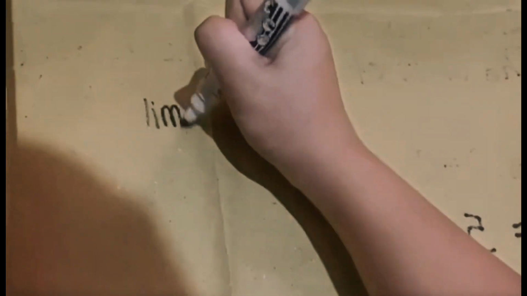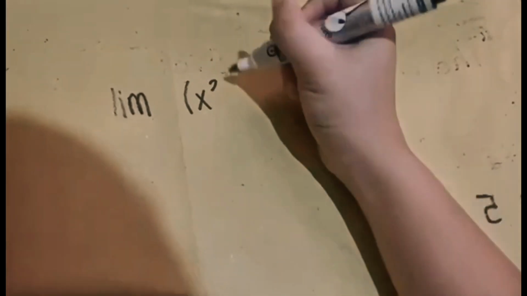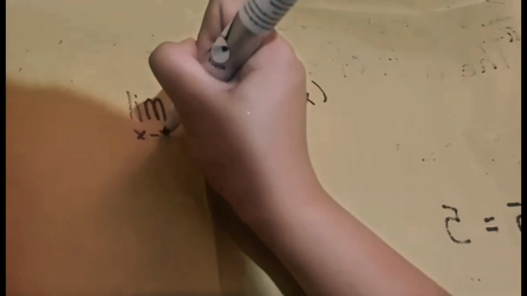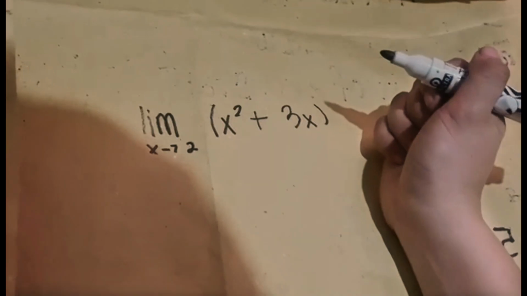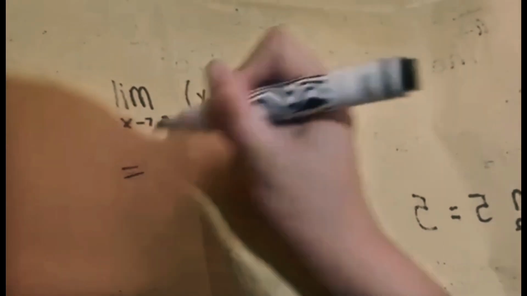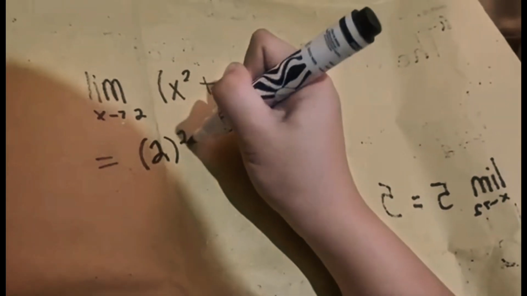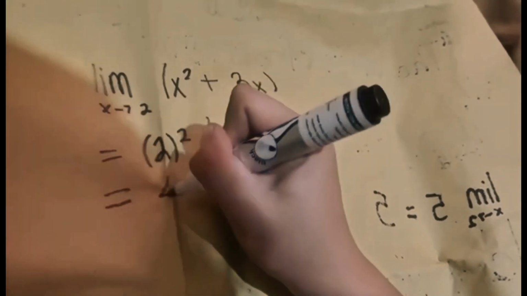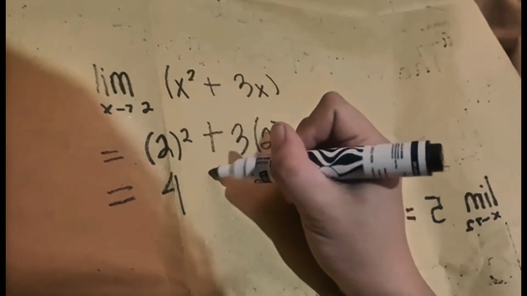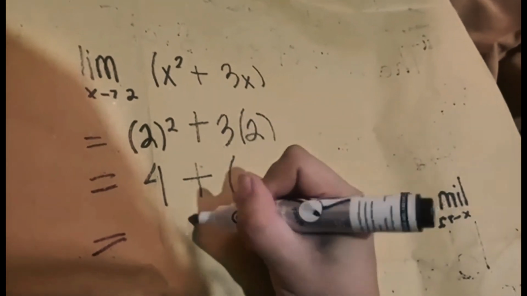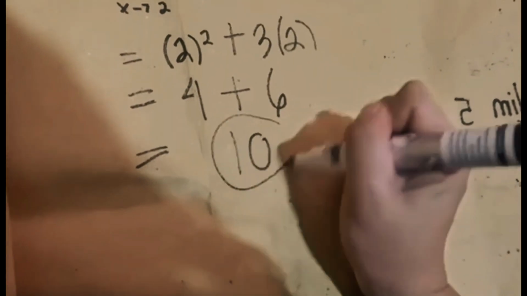The limit of x squared plus 3x as x approaches 2. So what we're going to do first is substitute 2 into the x. Let's have 2 squared plus 3 times 2. Now, 2 times 2 is 4, plus 3 times 2 is, that's right, 6. Now, we're going to add 4 plus 6 equals 10. And 10 is your final answer.